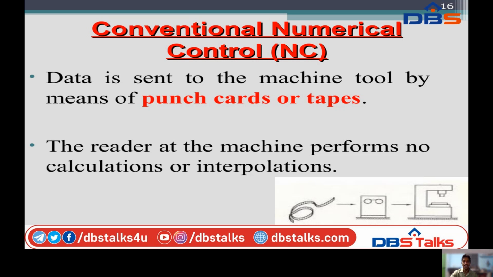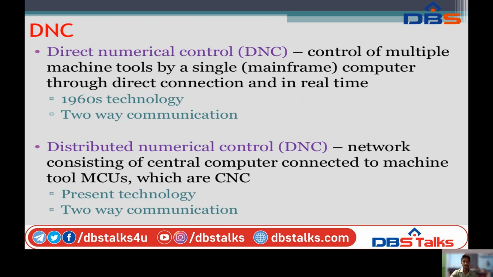In this, the reader is inside the machine control unit. The reader performs no calculations here. That is the conventional type numerical control.